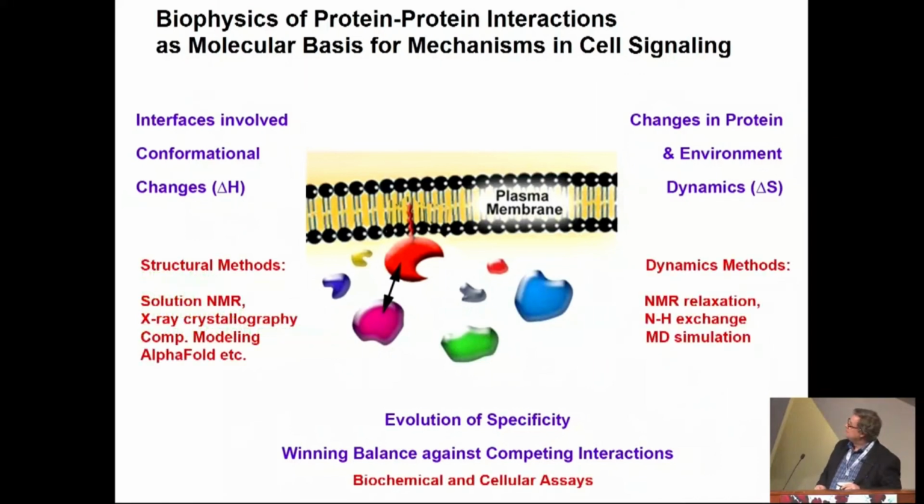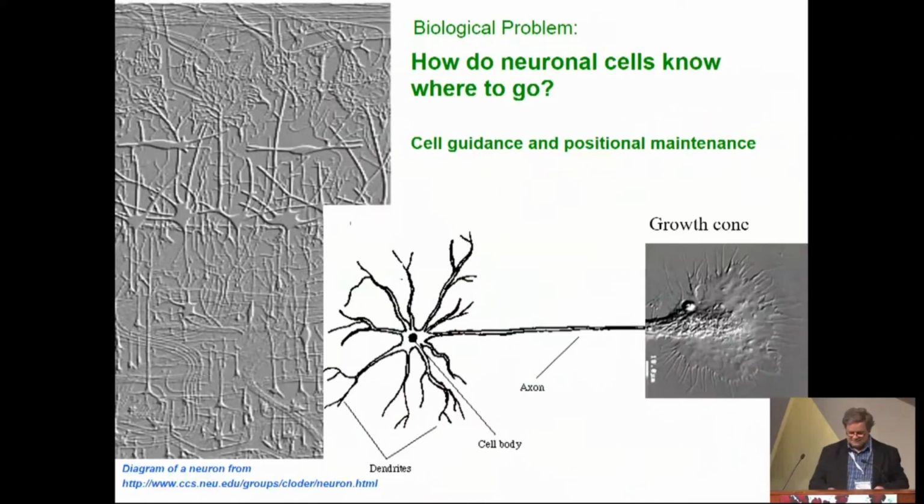The methods we use are primarily solution NMR, crystallography, computational modeling, and a lot of molecular dynamics simulations, as well as biochemical assays. The biological problem is in cell migration. So this is an example of axon guidance.